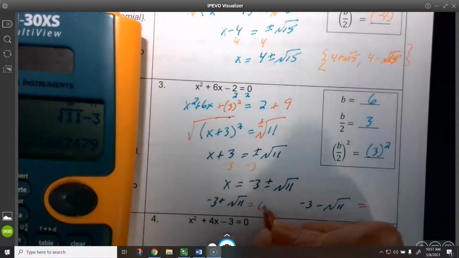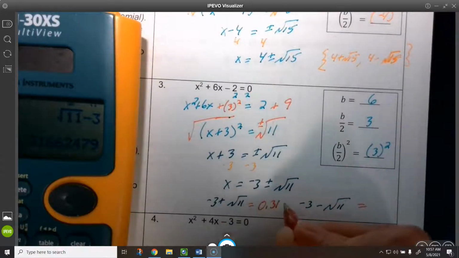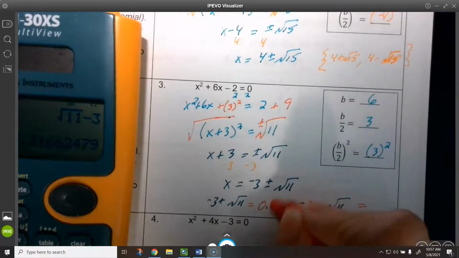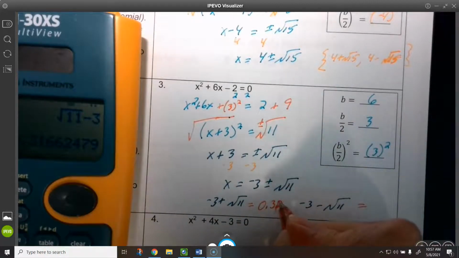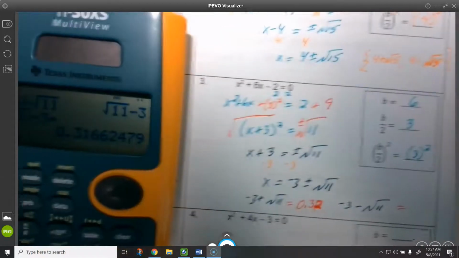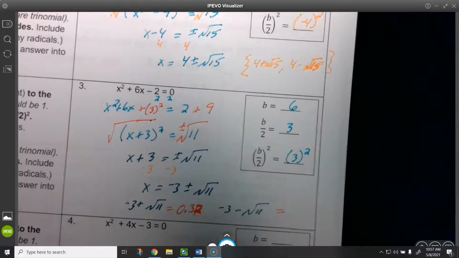And we get 0.31. We're going to go with the hundredths place. So 0.32 is what it rounds to. Okay. So let me show you how I entered that.